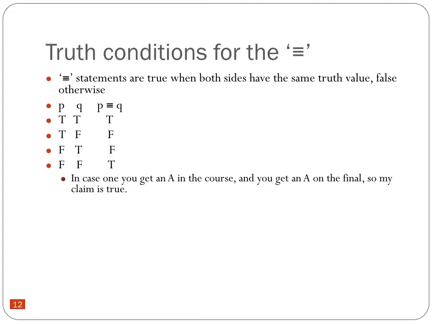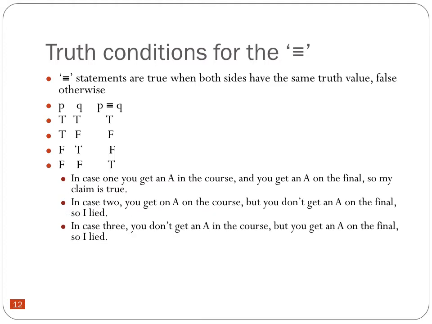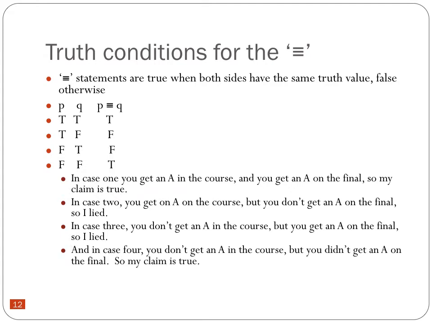But you can falsify it if you get an A in the course, but you didn't get an A in the final. That would serve to discredit what I said, and that's row 2. That would be an F. And in case 3, you don't get an A in the course, but you get an A in the final. That would make me a liar, so the overall statement is false. And we discussed row 4 there.